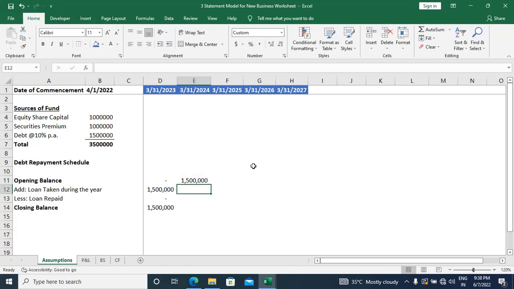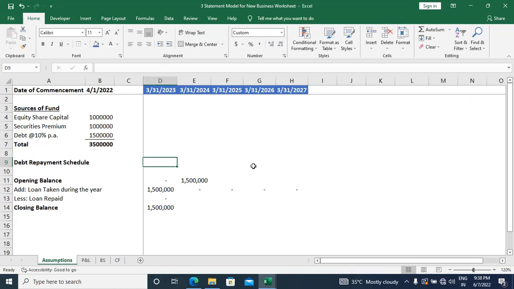Loan taken during the year, it was 0. So no loan was taken during the year. Now loan repayment amount we still do not know, right? So till this point I'm dragging it because there was no loan taken during any of the next years. Now this is the closing balance. Now debt repayment schedule, we have to work on it.